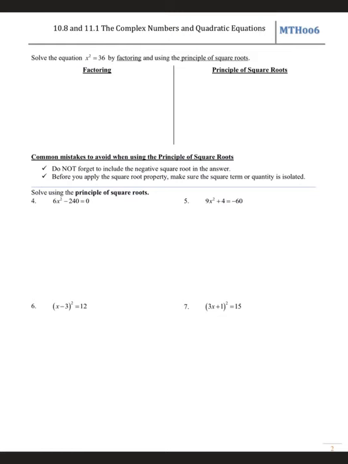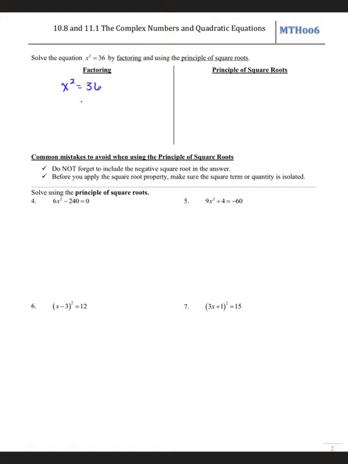So now, there's two different ways to solve problems that look like this. Solve the equation by factoring and by using the principle of square roots. By factoring is what we did in Unit 2. So to factor this, I'm going to rewrite it, x squared equals 36.